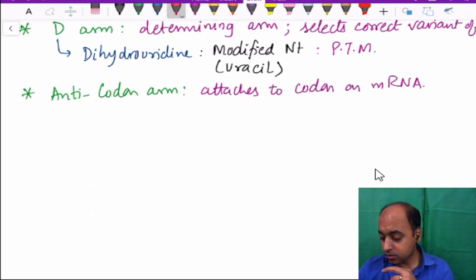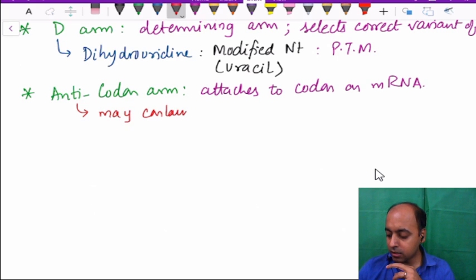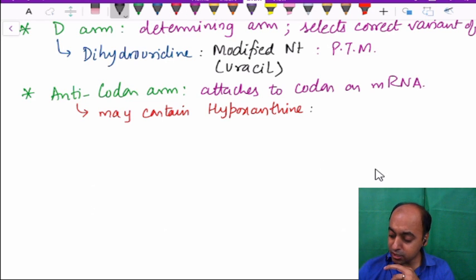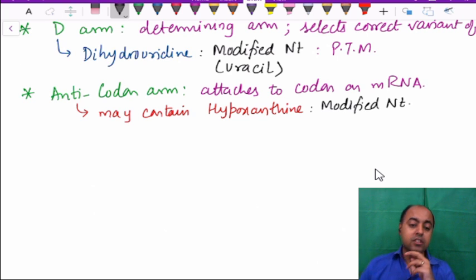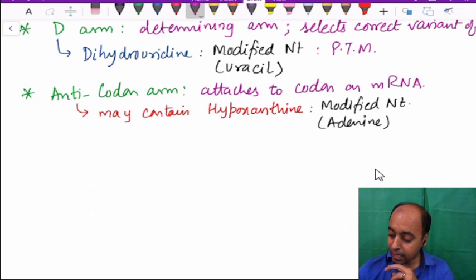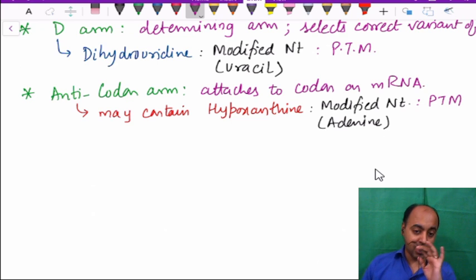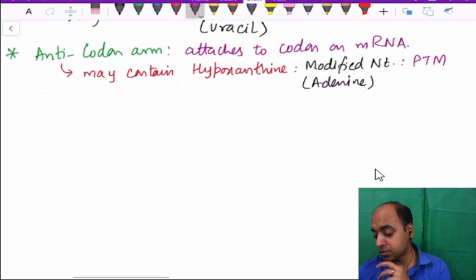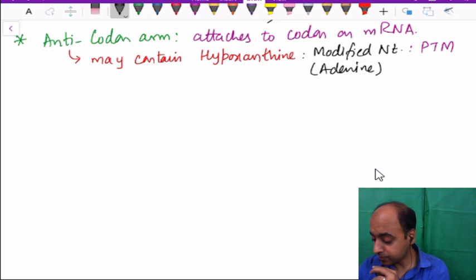One point to note is the anticodon arm sometimes may contain hypoxanthine. I'll show you where it is present. It is not always present, but sometimes it may be present. If it is present, it is obviously a modified nucleotide. In this case, it comes from adenine, and therefore it will represent the post-transcriptional modification. Let's take a look.